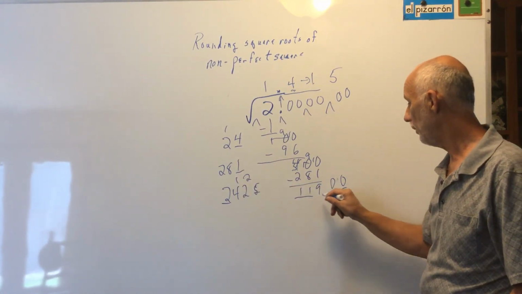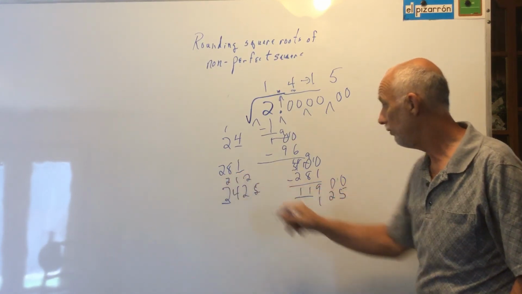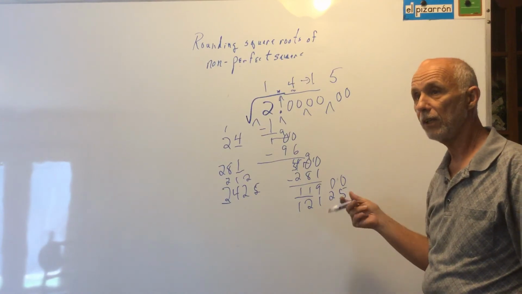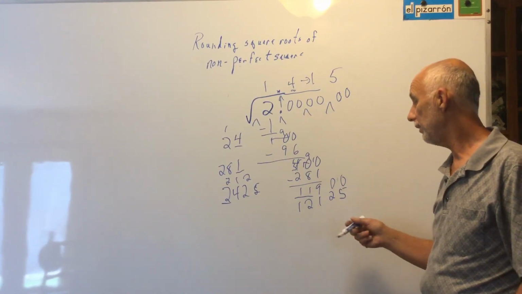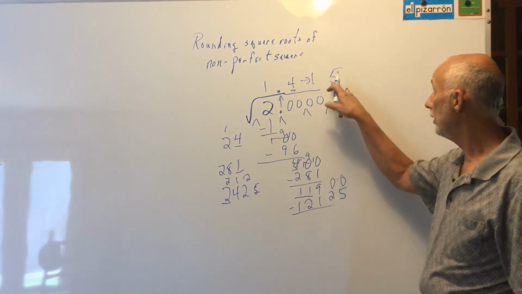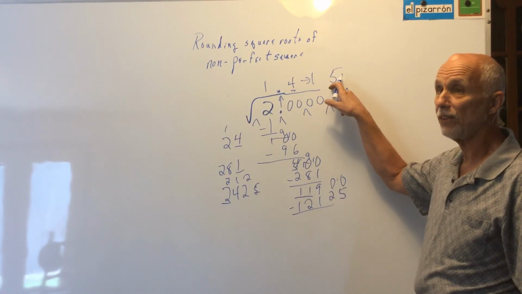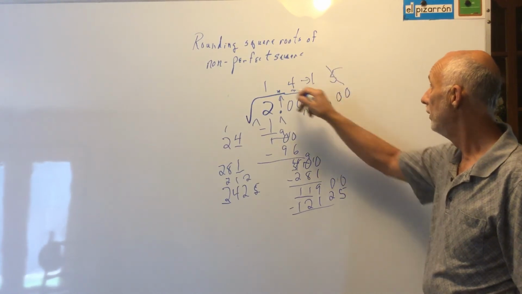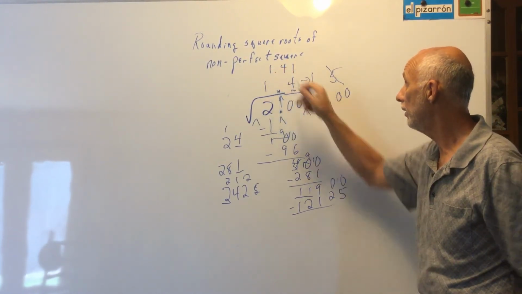5 times 4 is 20, and 1 is 21, carry your 2. 5 times 2 is 10, and 2 is 12. And it's too big. And you say, well, I gotta go and erase it. No, you don't, because you don't need to know what this is. You just need to know if it's more than 5 or less than 5. And it's less than 5, so this stays the same, and your answer is 1 and 41 hundredths.